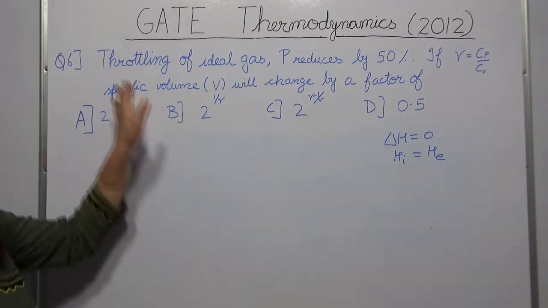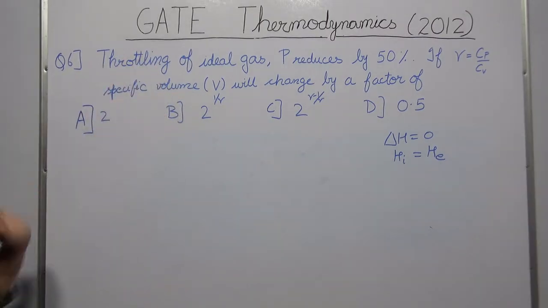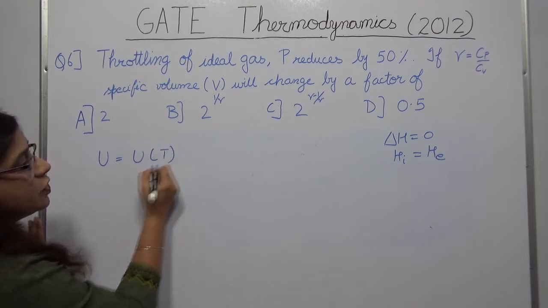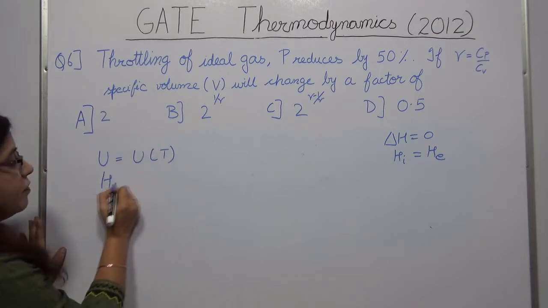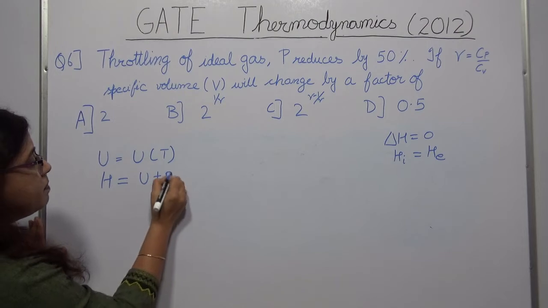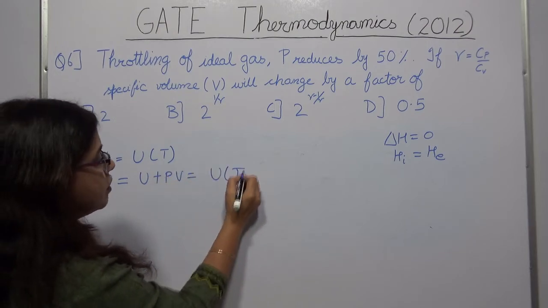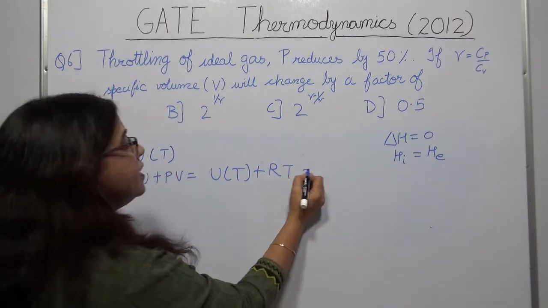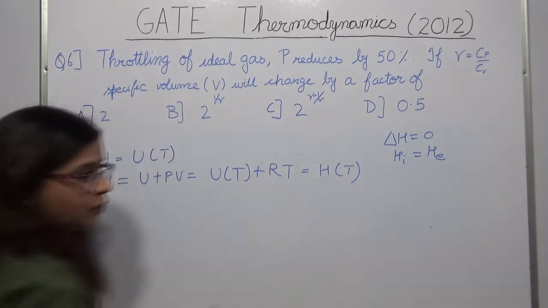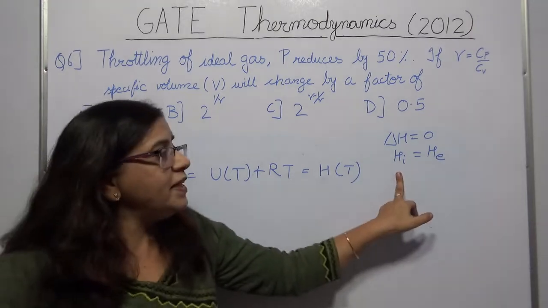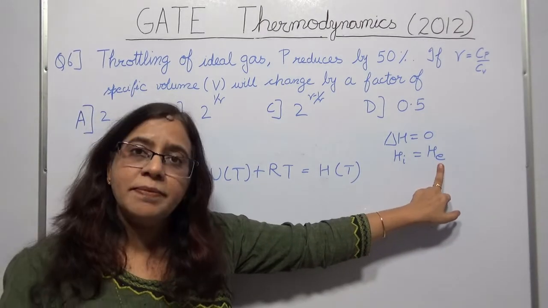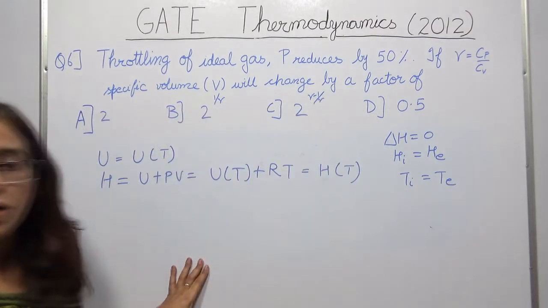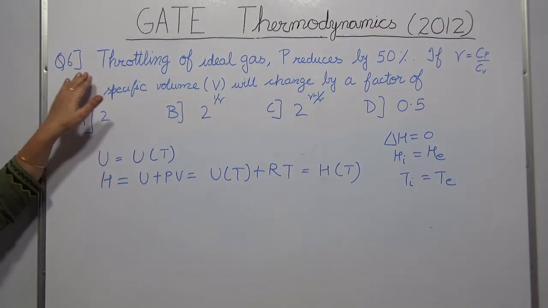Now let's see what happens if you throttle an ideal gas. For an ideal gas, you know that your internal energy is a function of temperature only. Similarly, enthalpy is given by U plus PV, where U is a function of temperature and PV I can write for an ideal gas as RT. So your enthalpy is also a function of temperature only. So if your enthalpy at the entry and the exit remains the same, then your inlet and exit temperature also remain the same for throttling an ideal gas.